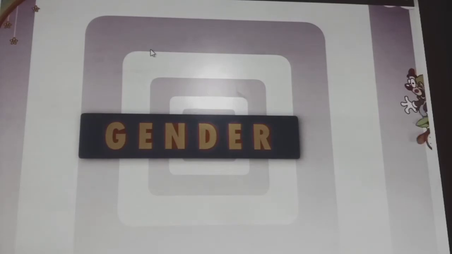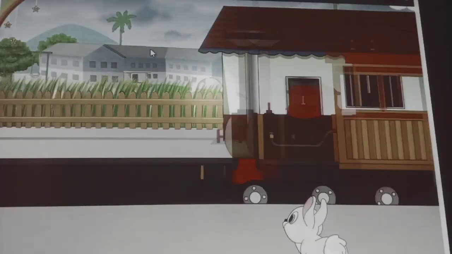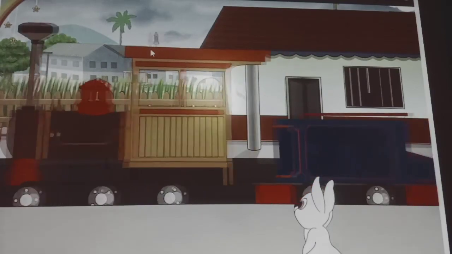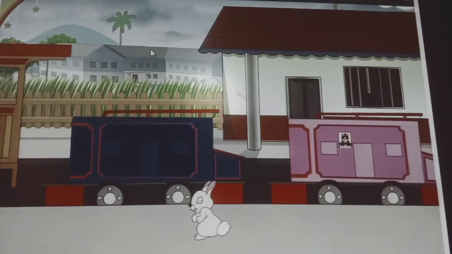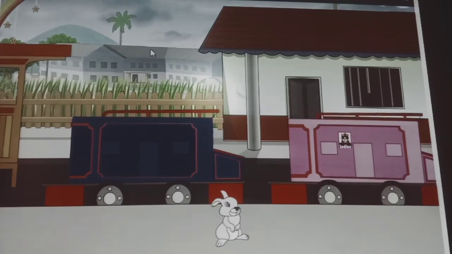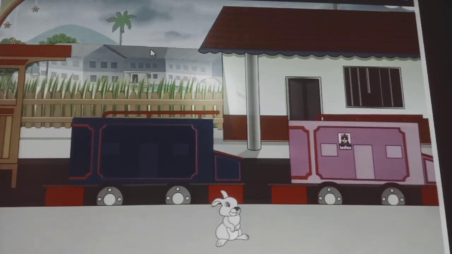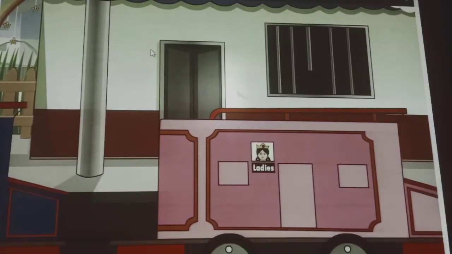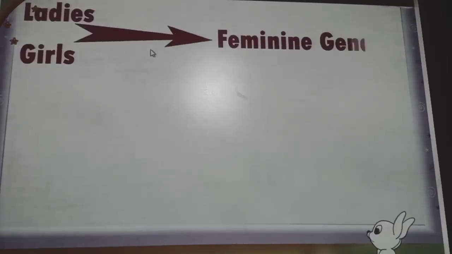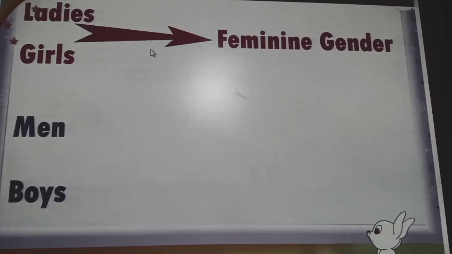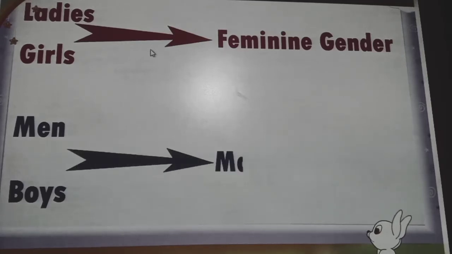Gender. Rainbow, the train has arrived. Let's rush. Not that bogie, Rainbow. That's for gents. Ladies and children usually travel in the ladies' compartment. Rainbow, ladies and girls belong to the feminine gender, whereas men and boys belong to the masculine gender.